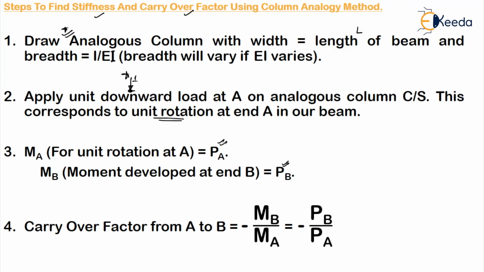Okay, so once that is done, you can find your carryover factor from A to B, which is equal to minus MB by MA. This will be nothing but minus PB by PA, because your pressure will be equal to your final end moments. That is what we have learnt in the previous lessons. Understood? So this is how you have to follow the steps to calculate the stiffness and carryover factor for a given problem. So in the next 2 lessons, we will see some problems related to finding your stiffness and carryover factors using column analogy method.